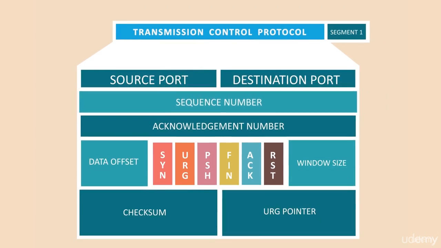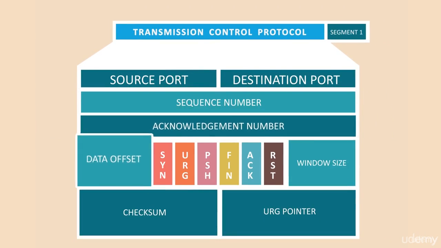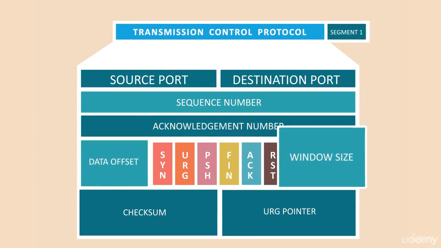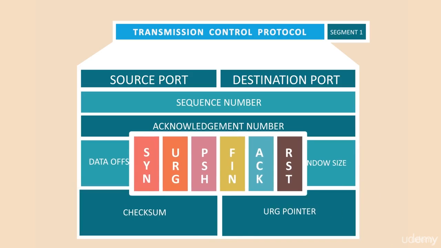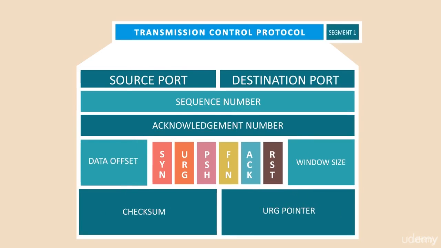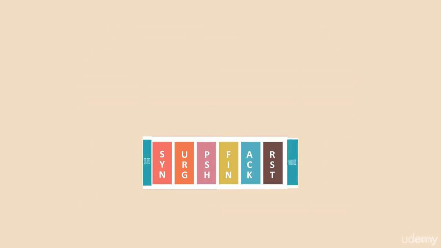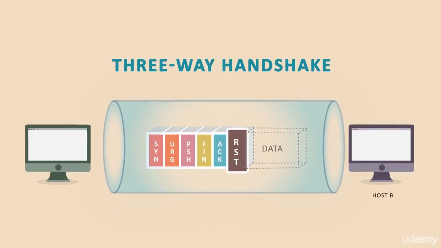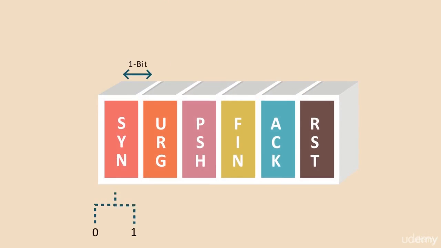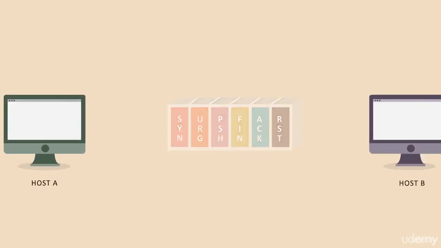Sequence number, acknowledgement number, data offset, window size, checksum, urg pointer, and 6 other flags. To ensure a connection-oriented communication, it uses a three-way handshake wherein these 6 flags play a major role. A flag is a 1-bit Boolean field to mark the occurrence of an event. Let us get to know how these flags are helpful in a communication.